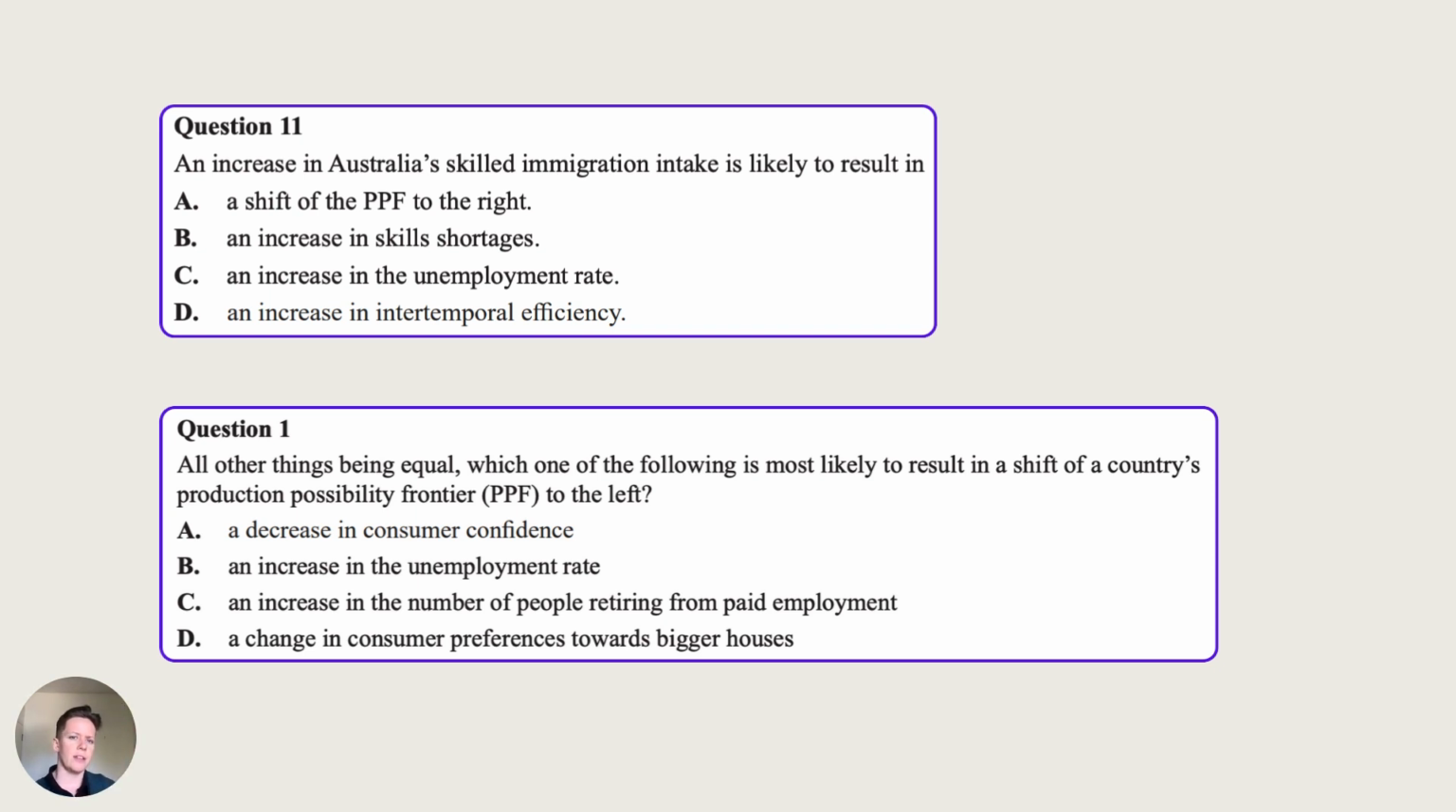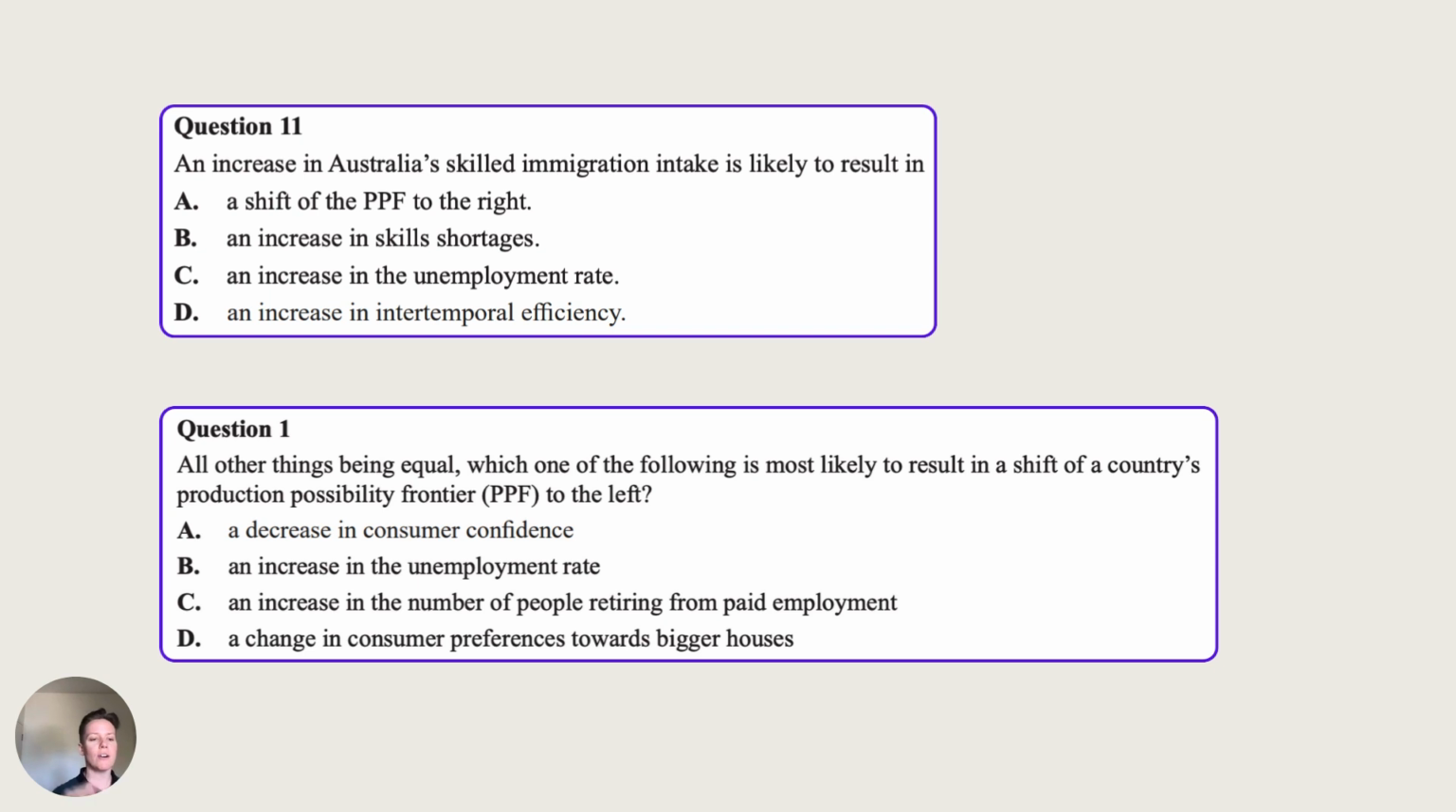So we've got two multis to have a look at. An increase in Australia's skilled migration intake is likely to result in. Now, before I even look at the answers, I just want to get my head around that. Like, what does that mean? Okay. So we've got more skilled immigrants coming into the country, coming into Australia. We're dealing with a situation where we've got more labour resources coming in, so an increase in the quantity of labour. Not only that, they're skilled, so we've got an increase in the quality of labour. So if you think about your factors of production, if we see an increase in the quality and quantity of labour, what's that going to do to output? It should increase it. And what's that going to do to the PPF? It's going to shift it to the right.